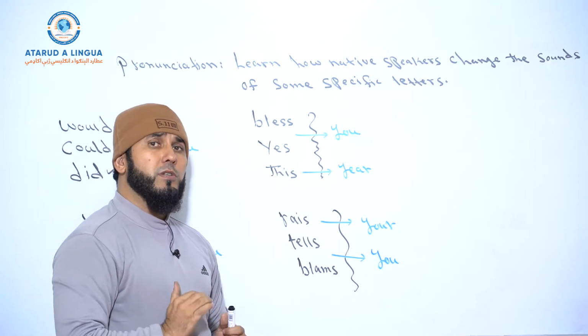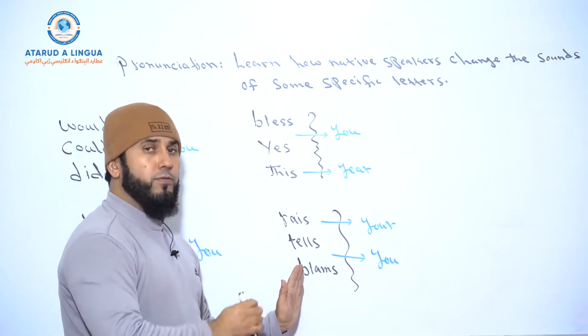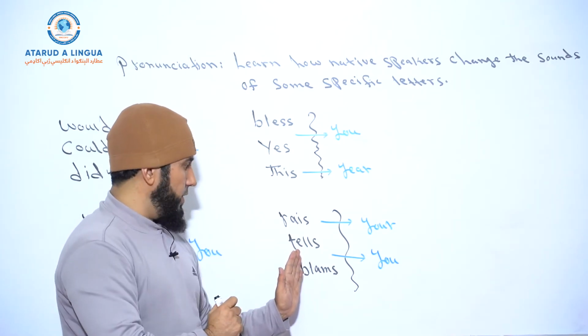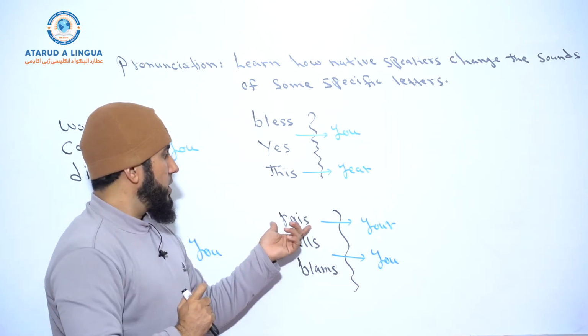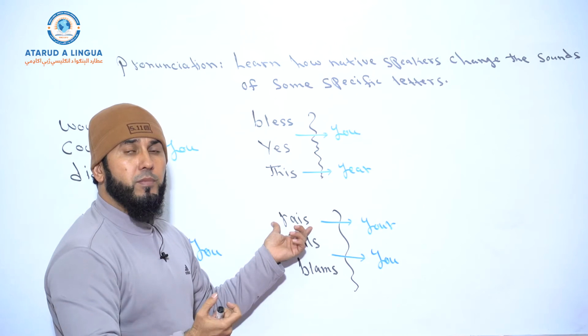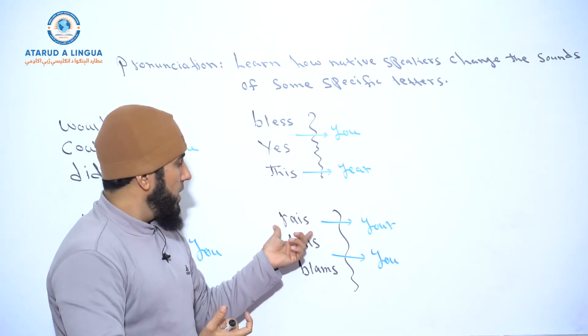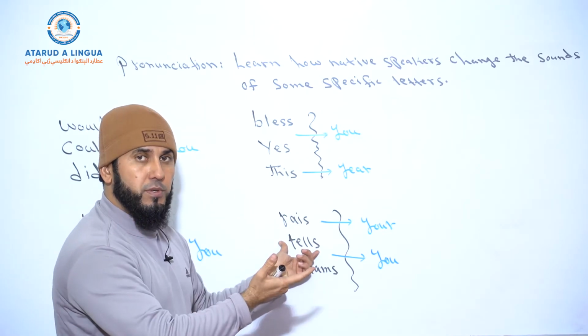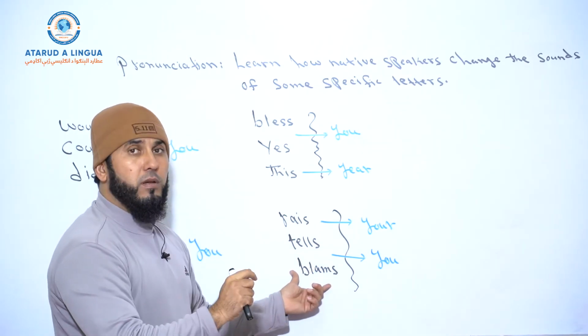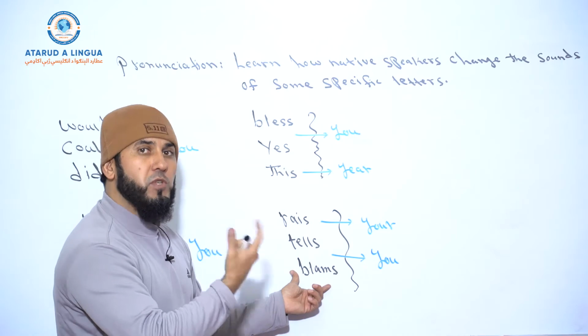And if there's the Z sound at the end of a word, it is changed to the ZH sound. So like "raise your hand" becomes "raizh your hand". Or "he tells you" becomes "he tellzh you". Or for example, "he blames you", "he blamezh you".